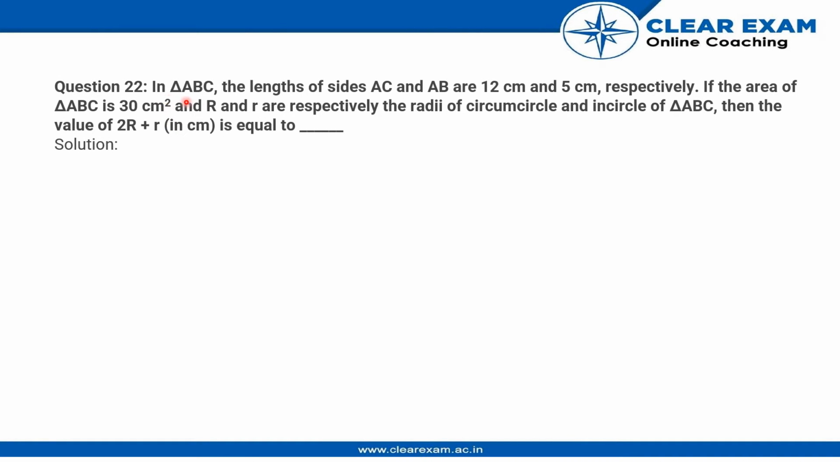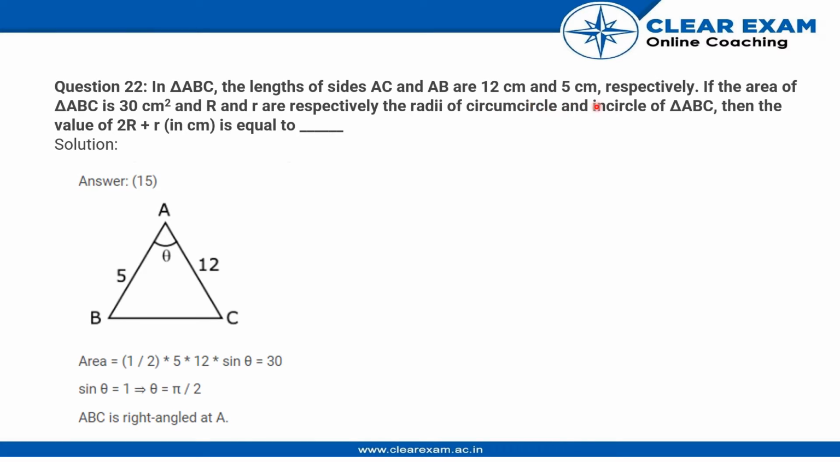Question says in triangle ABC, the lengths of sides AC and AB are 12 cm and 5 cm respectively. If the area of triangle ABC is 30 cm², and capital R and small r are the radii of the circumcircle and incircle of triangle ABC, then the value of 2R + r is equal to.